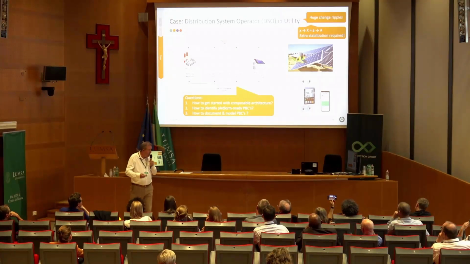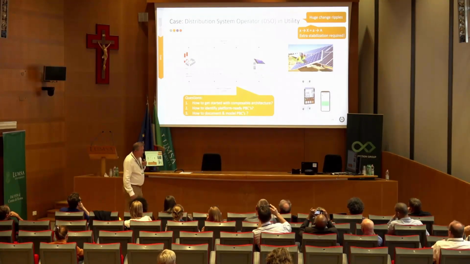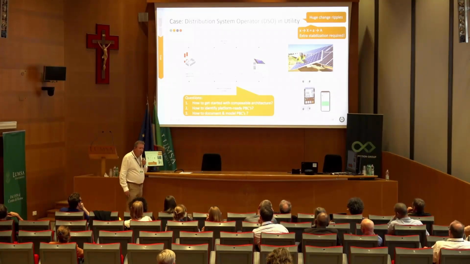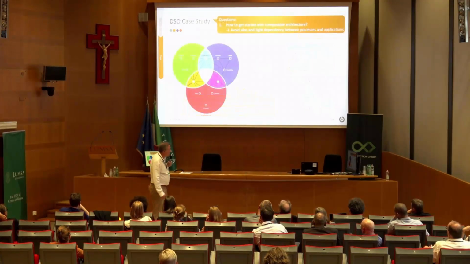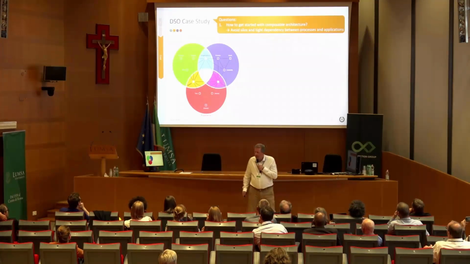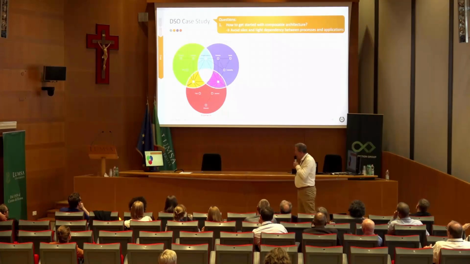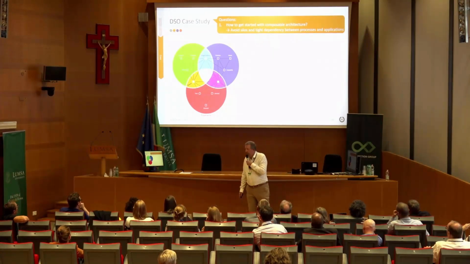They already were convinced we need to check out composable architecture. We learned some lessons from COVID. So how to get started with composable architecture was a question. How to identify platform-ready PBCs and how to document and model them. The answers: some root cause analysis, some reframing. So the answer to question 1 was, well, actually we want to avoid silos and tight dependency between process and applications.